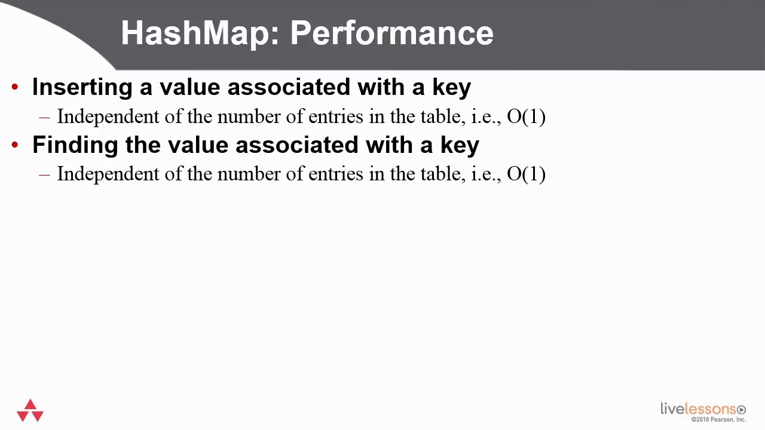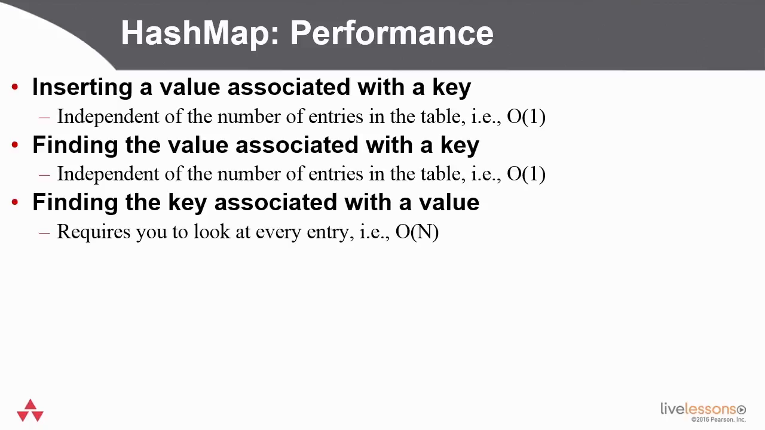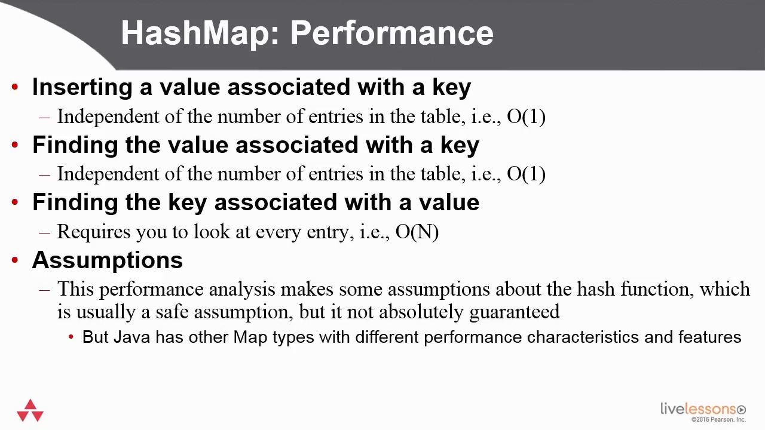But if what you want is go from the key to the value, HashMaps are as fast as you could possibly get. If you wanted to go the other way around, from the value to the key, you'd have to look at everything, and so it takes order n, in other words, linearly associated with the size of the entries. Now, again, I mentioned that there are some assumptions underneath this, but those assumptions most of the time are safe. And so you can think of HashMaps as being lightning fast for insertion and lightning fast for retrieval, regardless of how big the table is.